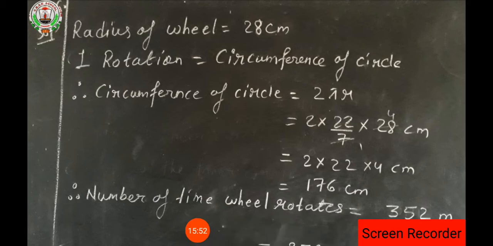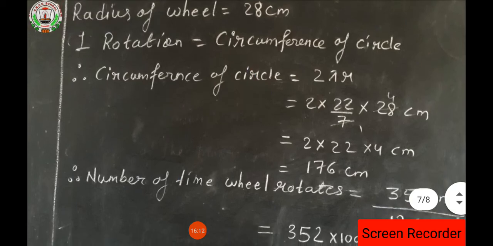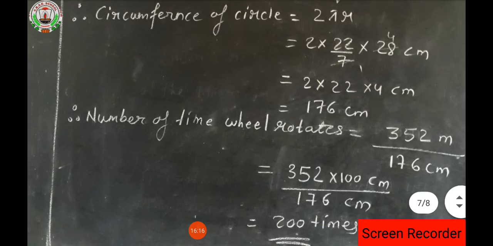So 2 pi r, we are having 2 into pi value, we have to take it as 22/7, into 28. Okay, so 7 ones are 7 and 7 4s are 28. So 2 into 22 is how much? 44, and 44 into 4 will be how much? 176 centimeter. Clear?